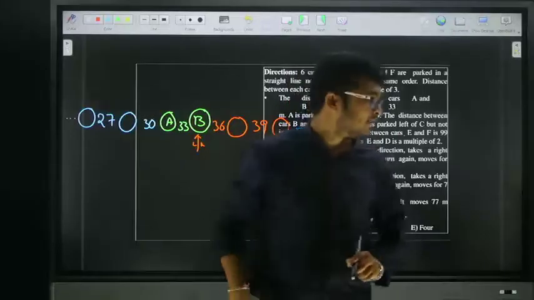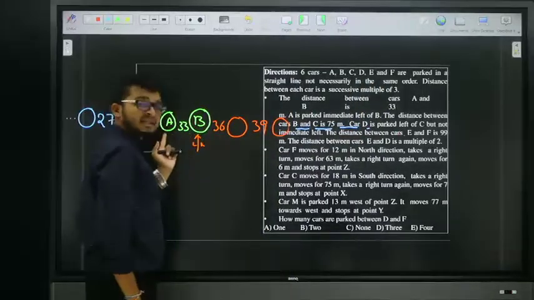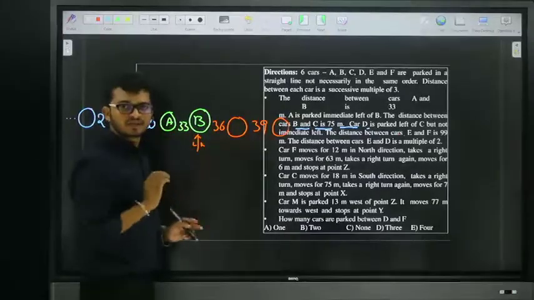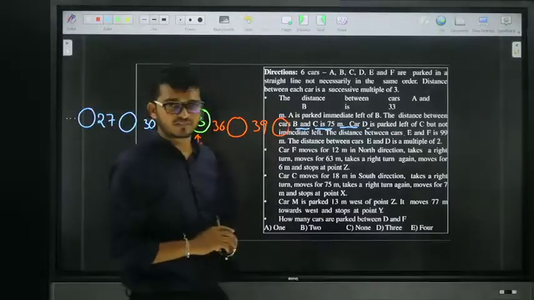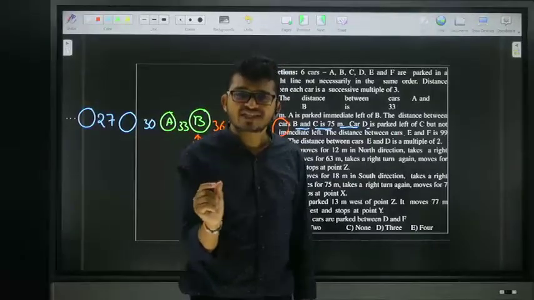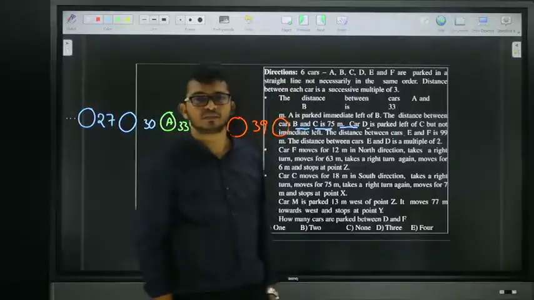And friends, here the dimension is found. The distance between car A and B is 33 meters. Next, car A is parked immediate left of car B. Now the measurement: the distance between each car is successive multiple of 3.